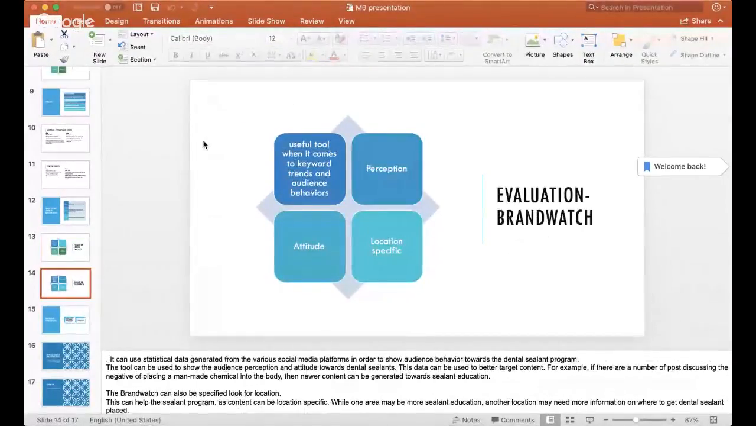The next evaluation would be Brand Watch, which is kind of self-explanatory, but it goes more in depth than that. It's a useful tool for keyword trends and audience behaviors, their perception, their attitude, and their specific location. Google Analytics gave a good overview of where traffic is flowing, and this gives good information about that traffic's perception and attitude, and where it comes from. So that's nice.